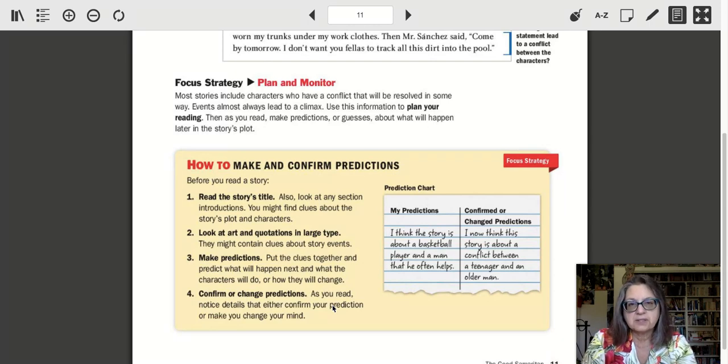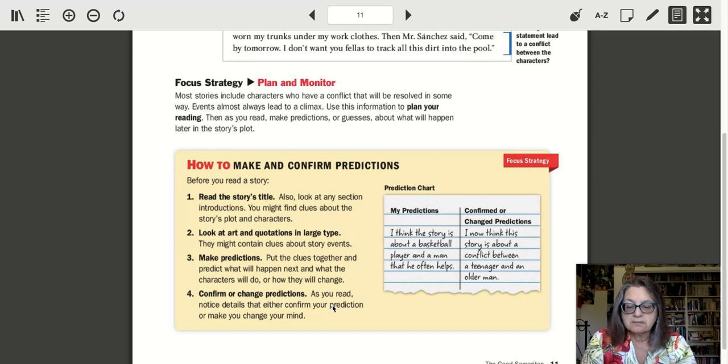Maybe that's something you need to look up. Look at the art and the quotations that are in large type. So they might give you clues about the story's events. Make predictions. Put clues together and predict what will happen next and what the characters will do or how they will change. Also, confirm or change predictions. So here we've got a prediction chart on the side.